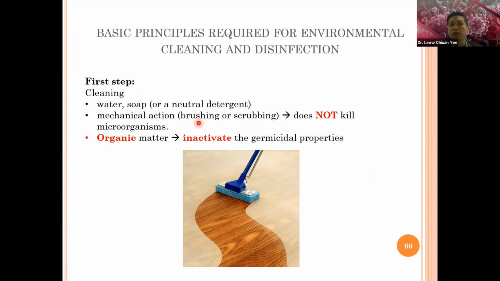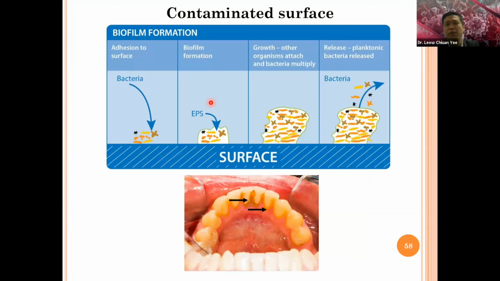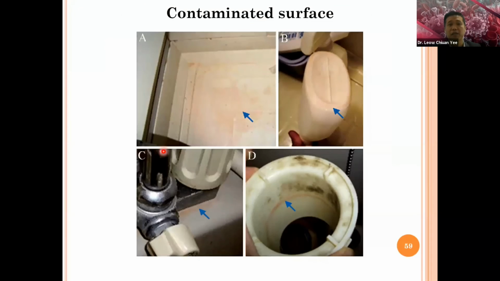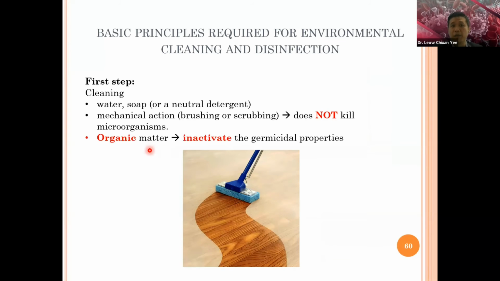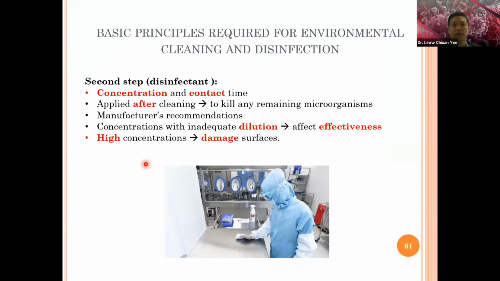We would like to remove the organic materials, because these biofilms form because of organic material left over, like food. That's why they can survive. We need to remove all the organic material because organic material can inactivate the properties of the disinfectant. So we have to remove it completely first before we use our disinfectant.